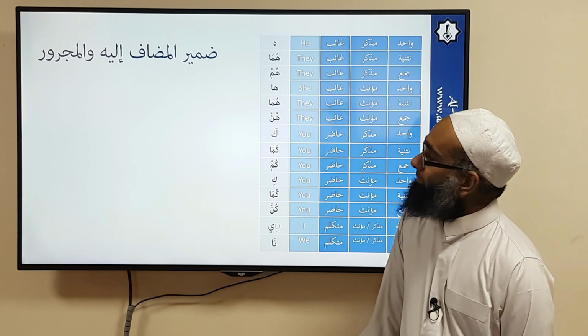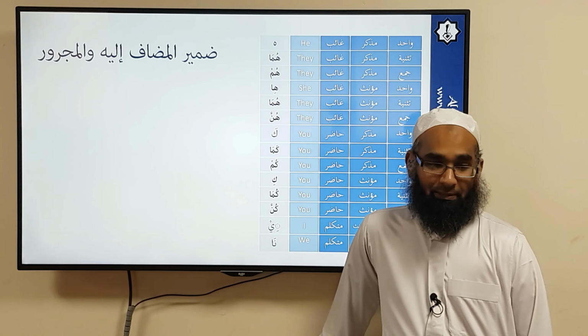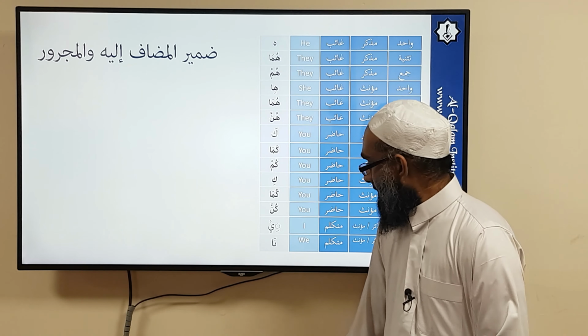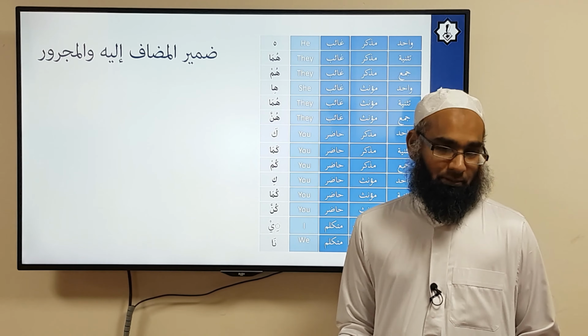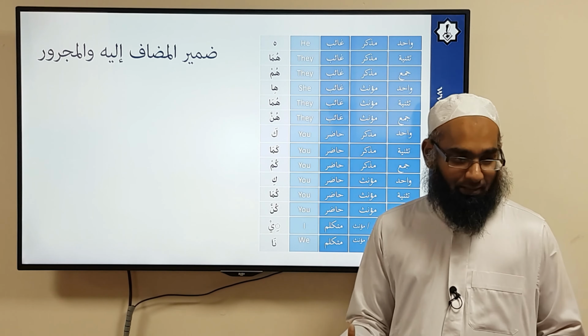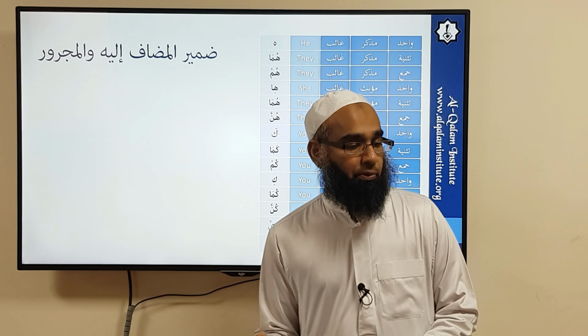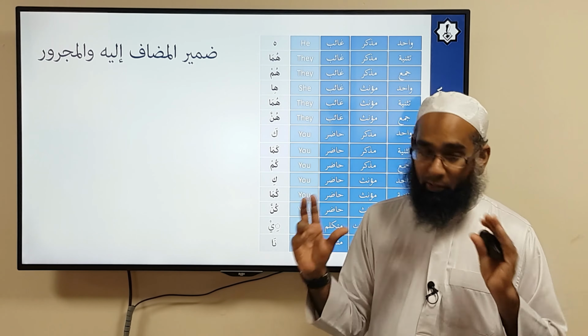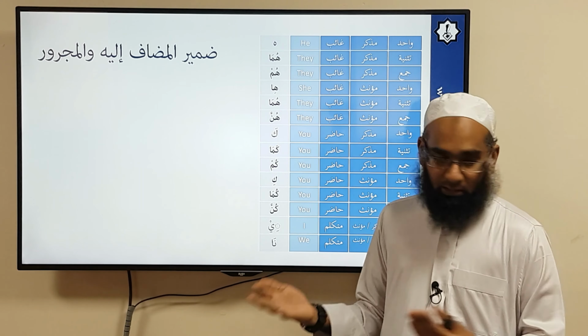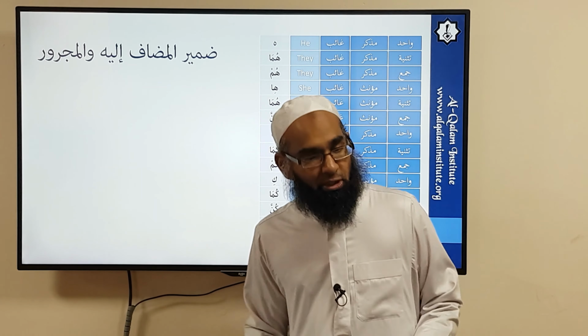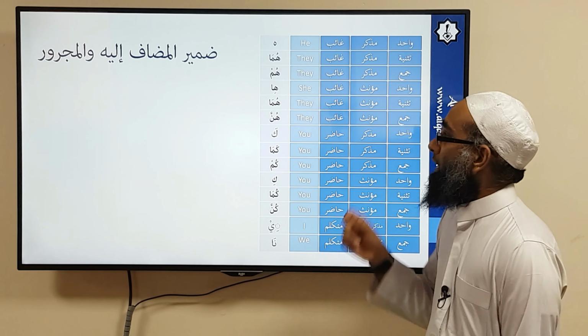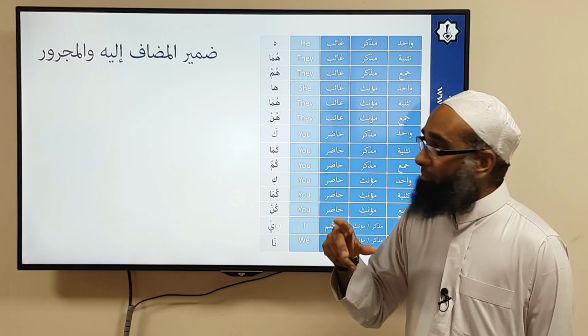Got it? It might be going fast, but you just have to learn these pronouns. Once you understand how they're used, fine. We'll do more of that in our workbook. But now it's running through with you how it works, and with practice will come. That practice we'll be doing, inshallah, once we finish this book. We're getting the theories in our mind. Now, the zamir mudaf ilayh and zamir majroor.